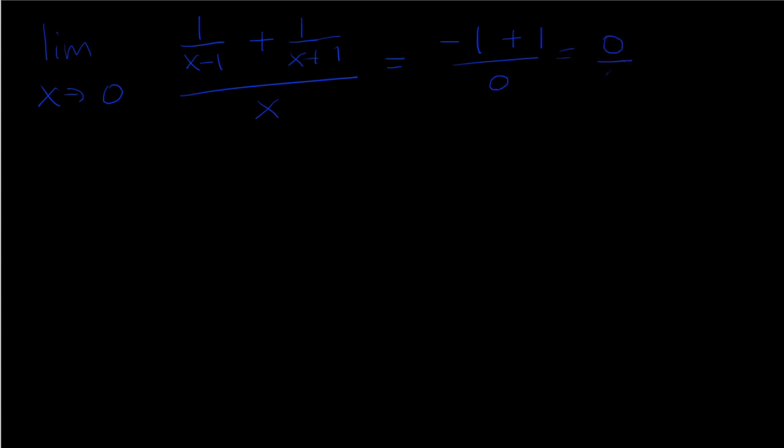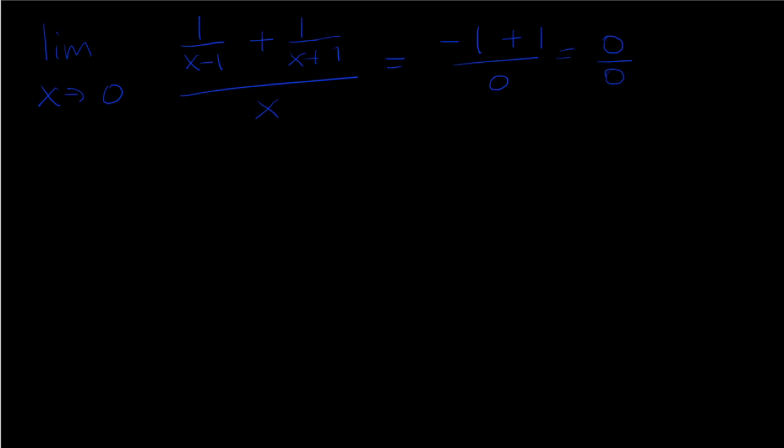Let's look at another fraction in the numerator. So we have the limit as x approaches 0 of 1 over x minus 1 plus 1 over x plus 1, all over x. If I plug in x equals 0, at the top I have negative 1 plus 1 over 0. Okay, so that's 0 over 0.